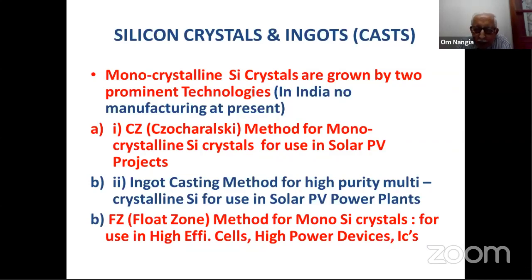There is another technique of making silicon crystals, which is called the float zone method. Out of this, we make crystals and cut them into wafers, which are very high efficiency, and they are used for ICs and other semiconductor device applications. For solar PV application, the CZ technique and the ingot casting method are good enough.